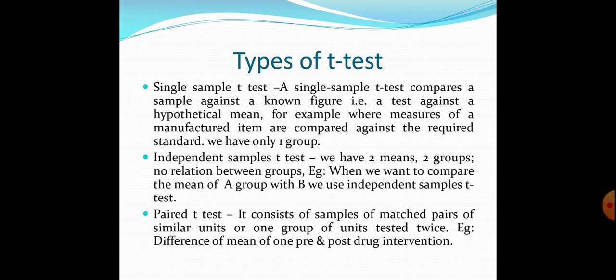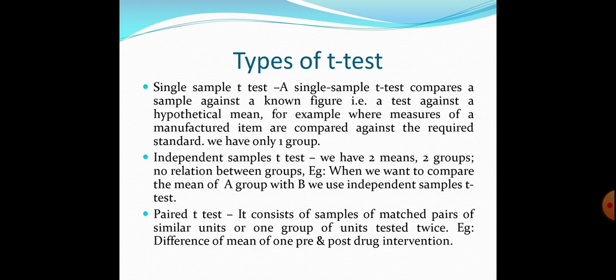Now, what are the types of the t-test? The t-test is of three types, that is a single sample t-test, independent sample t-test and the paired t-test. Single sample t-test. A single sample t-test compares a sample against a known figure, that is a test against a hypothetical mean. It means that only a single sample is given to you and you have to compare the mean of that sample with a hypothetical mean or with a standard.